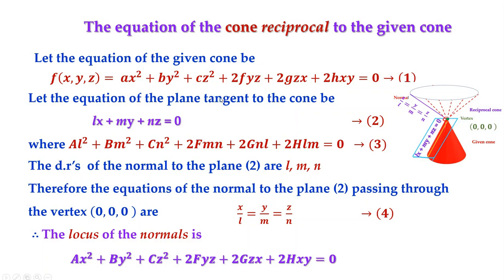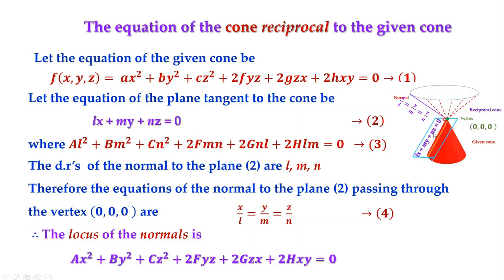Now let the equation of the plane tangent to the cone be Lx plus My plus Nz equal to 0. Then we know that AL square plus BM square plus CN square plus 2FMN plus 2GNL plus 2HLM equal to 0. We shall name this as equation 3. Now the direction ratios of the normal to the plane. So this is the plane. The direction ratios of the normal to this will be L, M, N.